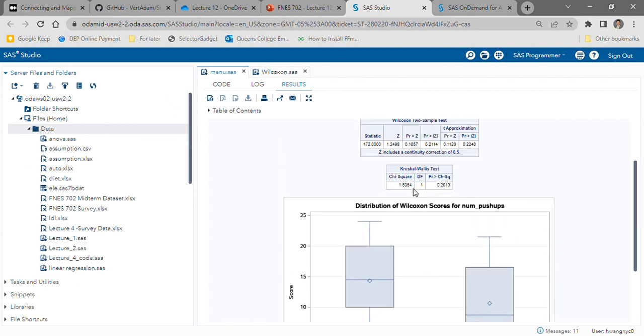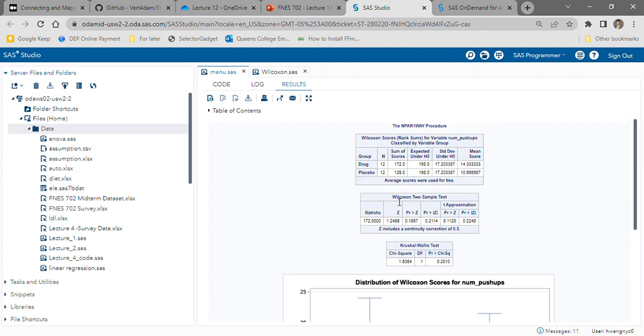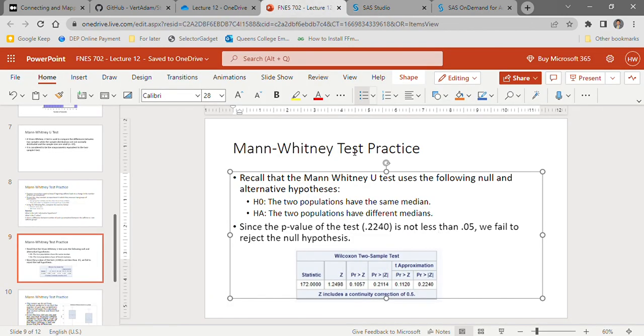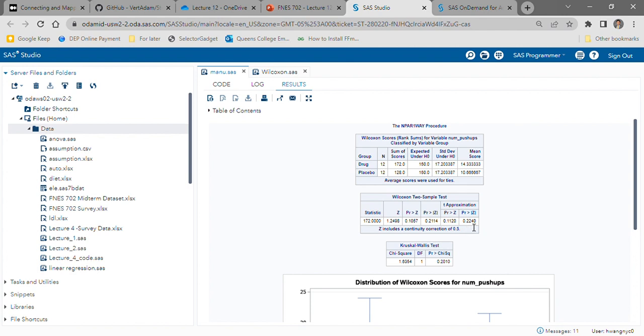Let's come back, let's look at this code. Notice Wilcoxon two-sample test, right? Wilcoxon two-sample test, 0.2240.